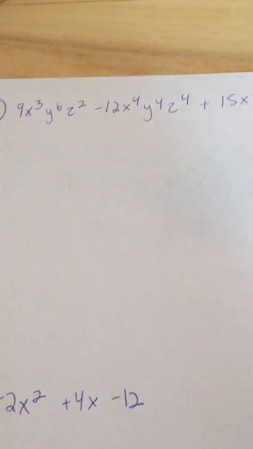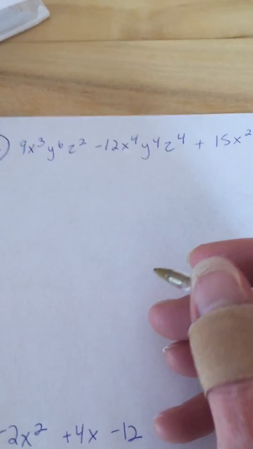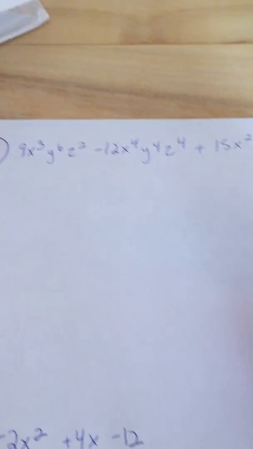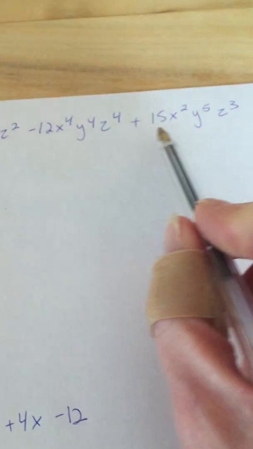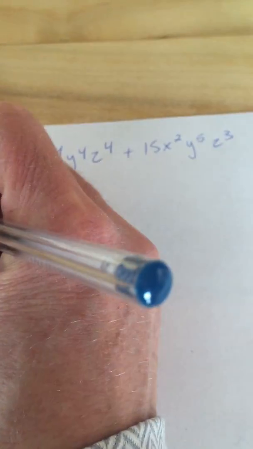All right, this is about factoring and factoring by grouping. This first problem is about finding the greatest common factor. So if I look at this, I can see that these are all divisible by 3. So I'm going to pull out 3.